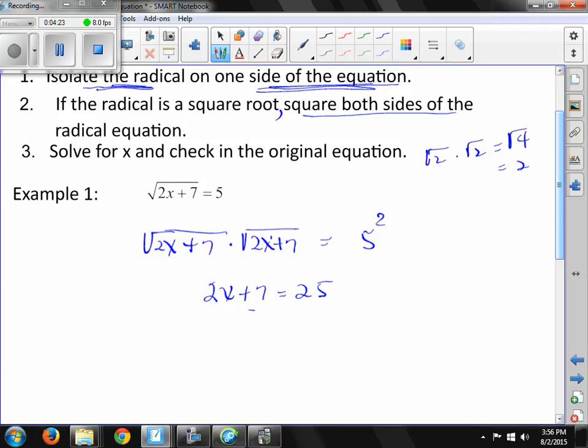And then I'm going to subtract 7 from both sides. So I'll have 2x is equal to 25 minus 7, which is 18. Dividing by 2, x is equal to 9. So now I'm going to check it.